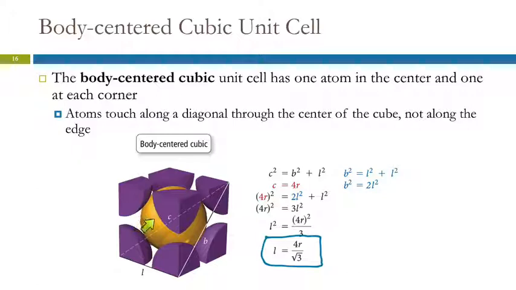So if we have one atom in the middle and these at the corners, what's the total number of atoms in that unit cell? 2, right? Because each of these is still an eighth of an atom, so altogether those add up to 1 atom, plus this whole atom in the middle. So this unit cell contains 2 atoms.